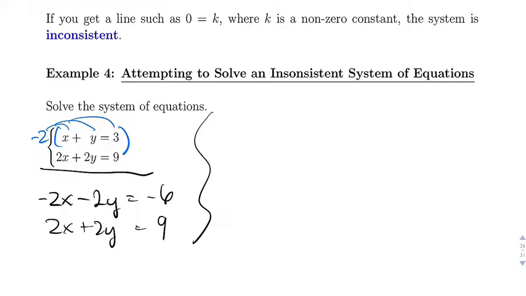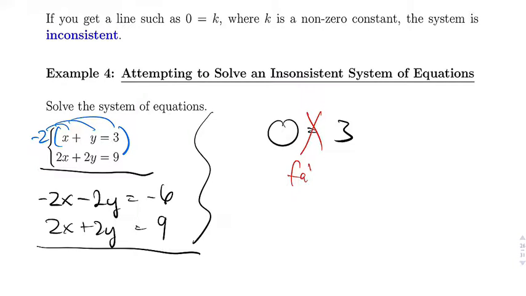Okay, I'll continue over here. Now if we add these two equations together, we'll get 0 on the left and 3 on the right. This is false. So because this is false, that means that the system is inconsistent and the solution set is the empty set. Nothing is going to work in this case.